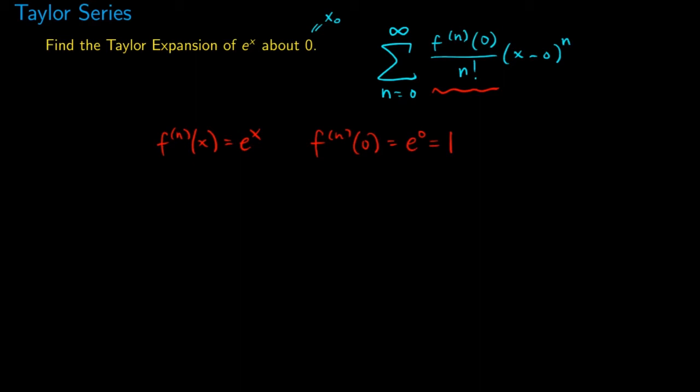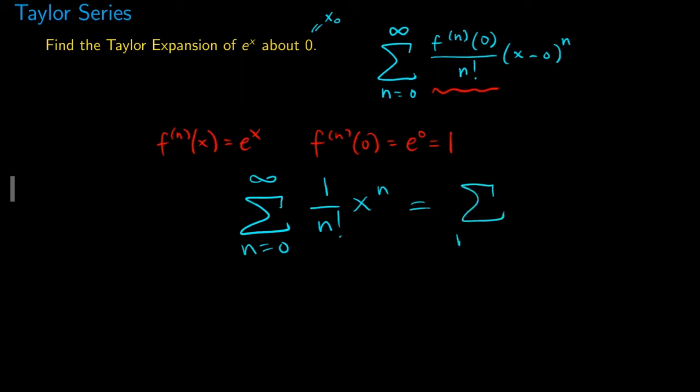So we can go ahead and write out our Taylor expansion from here. We have the sum from n equals 0 to infinity. Our nth derivative evaluated at x naught, which was 0, is just 1. So we have 1 over n factorial times x minus 0 to the n, which we can just write as x to the n. And just to make it look a little bit nicer, we might write it as the sum from n equals 0 to infinity, x to the n over n factorial. And that is the Taylor expansion of e to the x about 0.